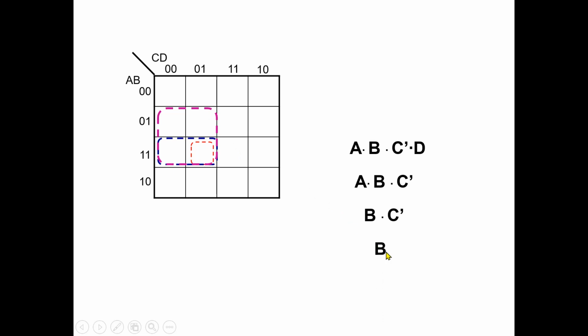And how about this? For B, this term will be 1 when what? When B is 1, right? So the cells where B is 1, this and this, right? These 8 cells, B is 1. So the size of group becomes bigger from 4 to 8.